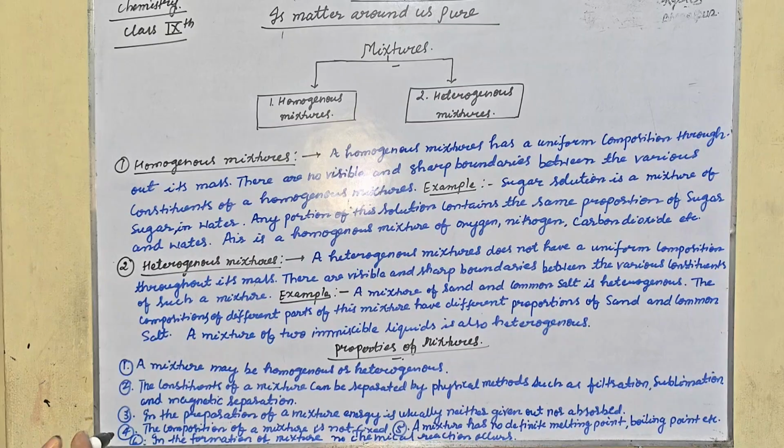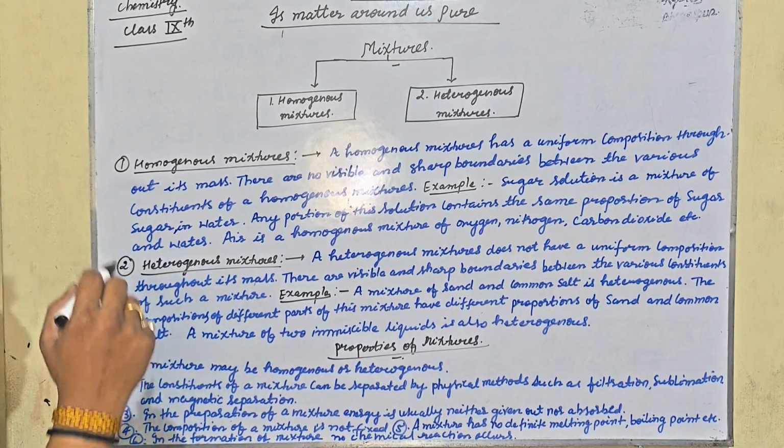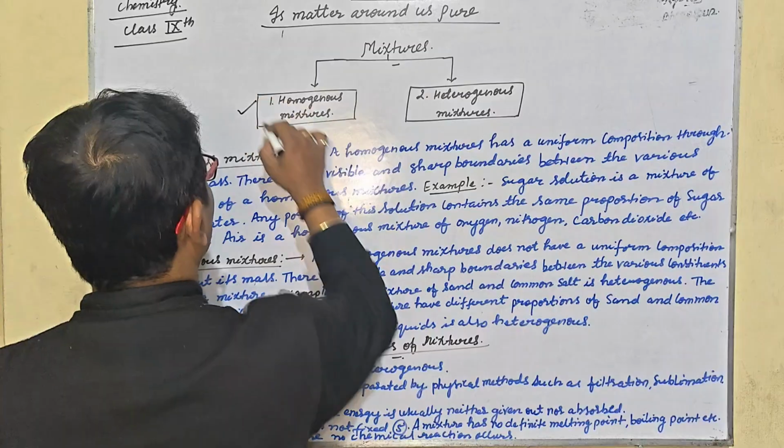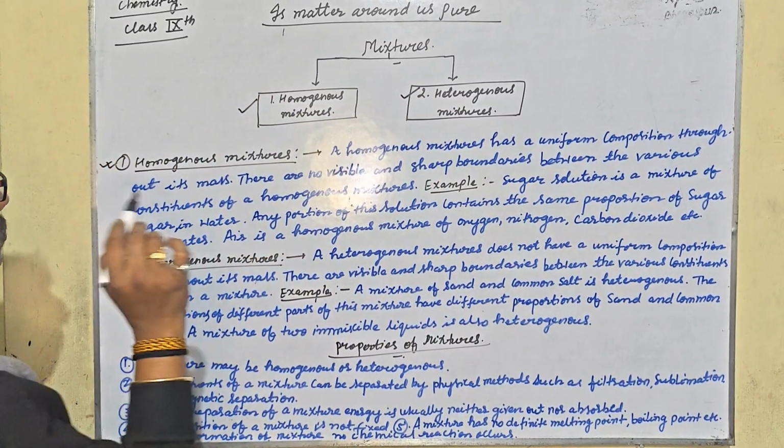Let us understand today the chapter number 2, Matter Around Us. This is the chemistry class 9 mixture. Mixtures are of two types, homogeneous mixture and heterogeneous mixture. Let us understand the homogeneous mixture.